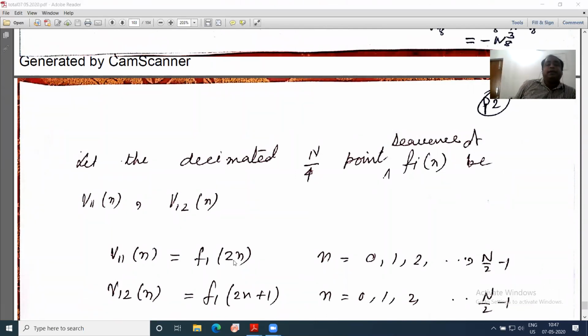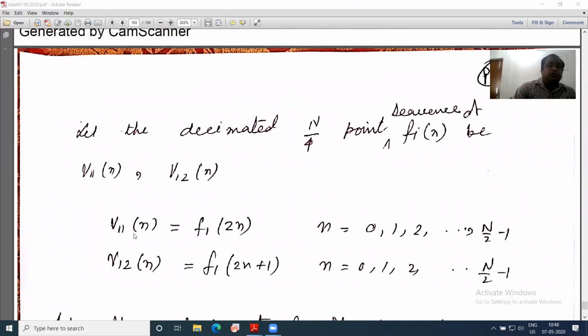Now suppose the N by 2 point DFT that I now develop or decimate into N by 4 point DFT, right? So what I have to do, I have to write V11 of n, which is equal to F1 of 2n, and V12 of n is F1 of 2n plus 1.